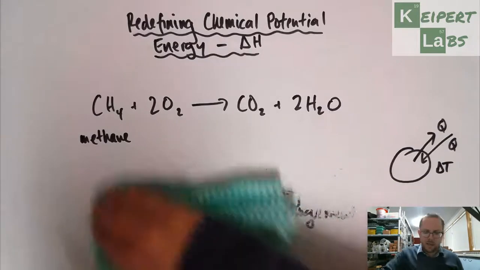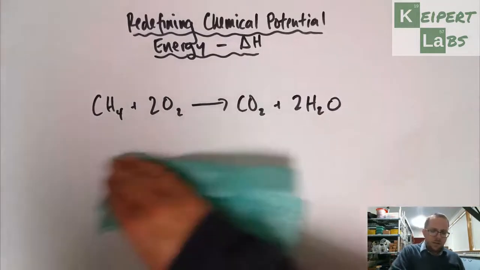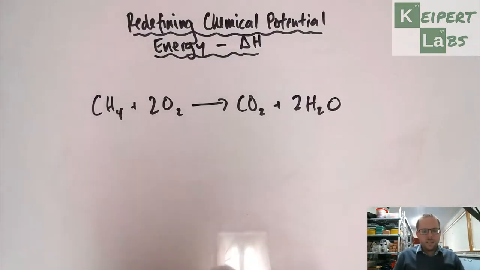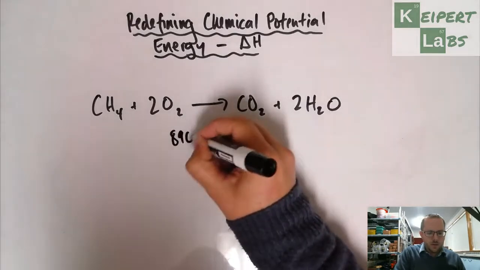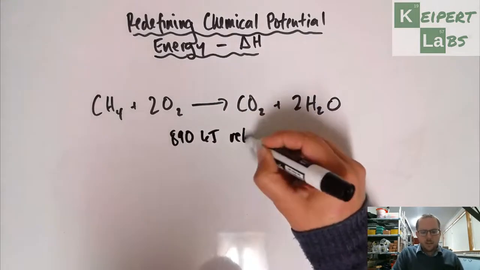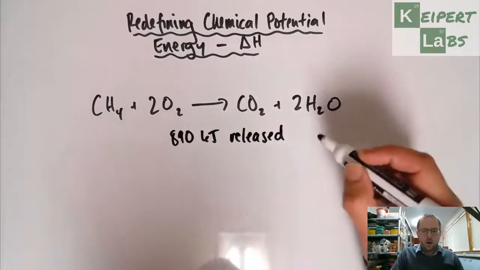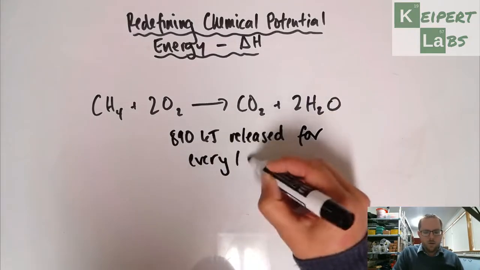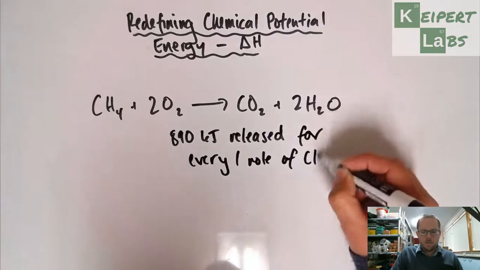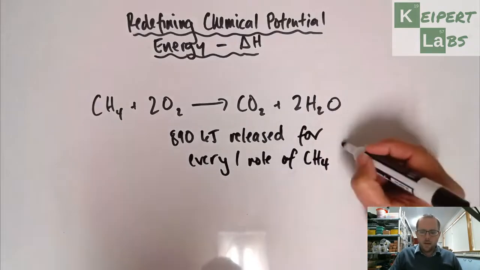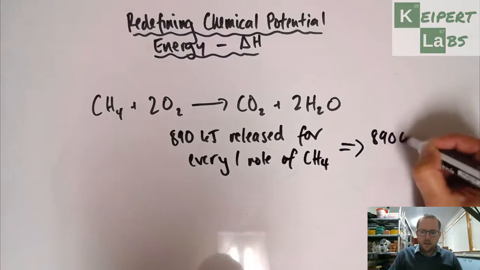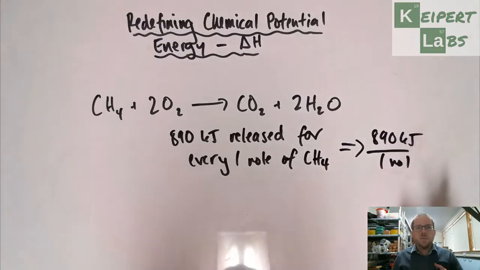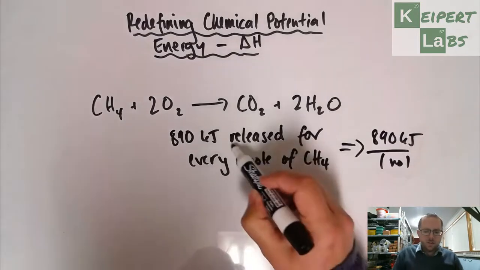Okay, so if I come back to this particular equation, I'll get rid of that label there because we've identified what this substance is. What we identify is that in this situation, 890 kilojoules of energy is released to the surroundings for every 1 mole of methane. So I can write that as 890 kilojoules for every 1 mole. For every mole of methane, that's how much energy will be released from the system into the surroundings.